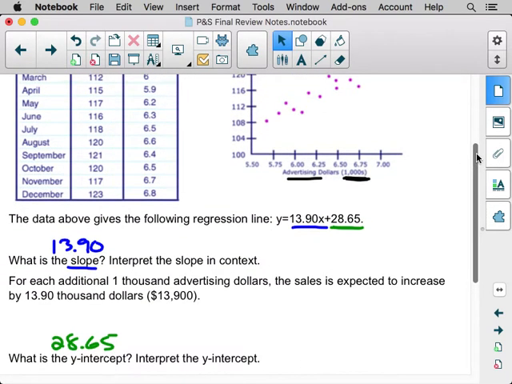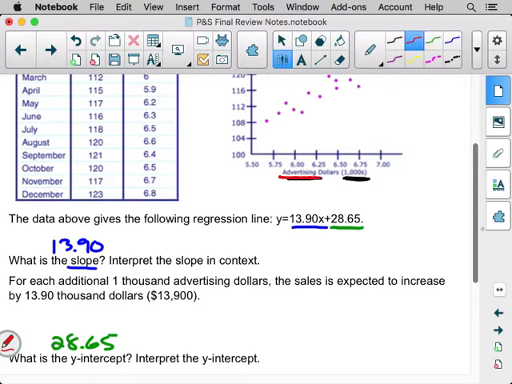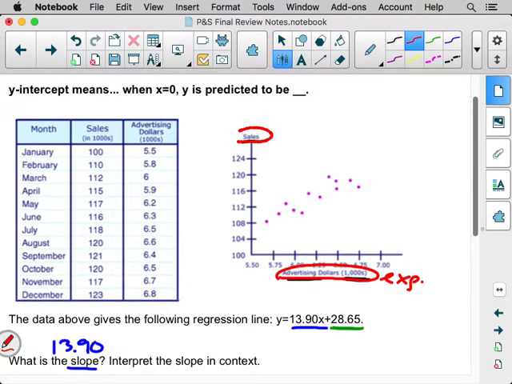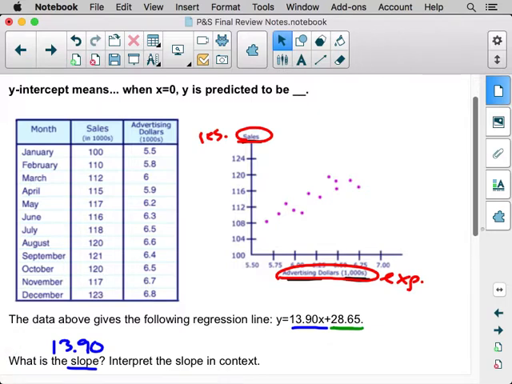Well, remember we said explanatory is always going to be along the x. So this is going to be the explanatory variable. Response is always along the y. So the response is sales. We are using the advertising dollars to explain the sales.